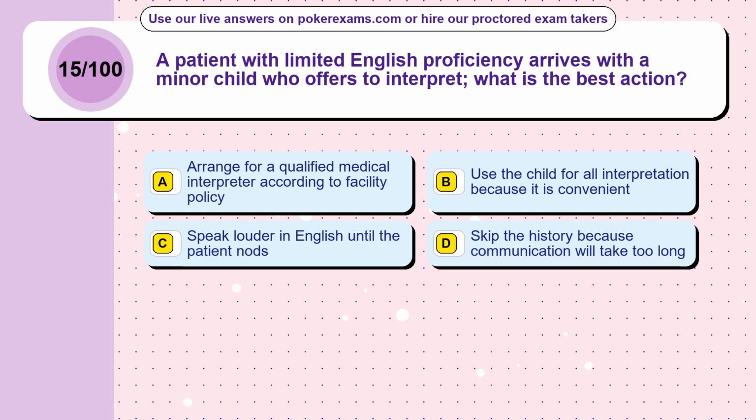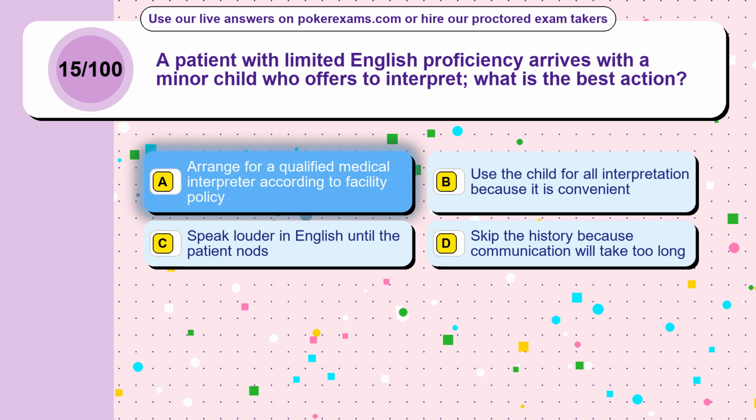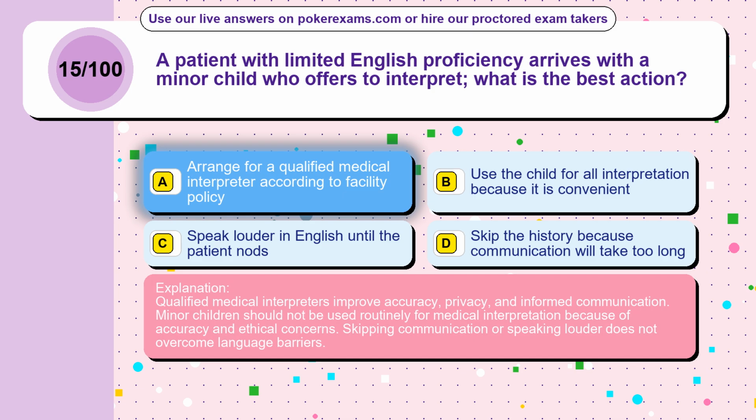Option D. Skip the history because communication will take too long. The correct answer is option A. Arrange for a qualified medical interpreter according to facility policy. Qualified medical interpreters improve accuracy, privacy, and informed communication. Minor children should not be used routinely for medical interpretation because of accuracy and ethical concerns. Skipping communication or speaking louder does not overcome language barriers.